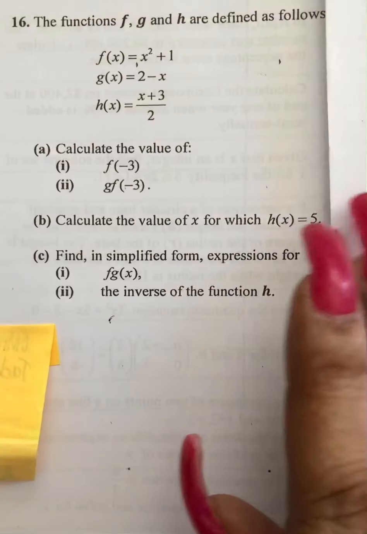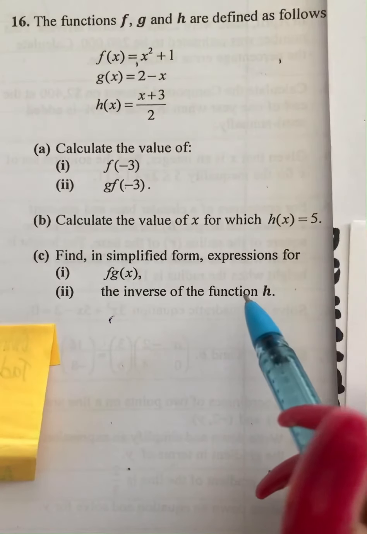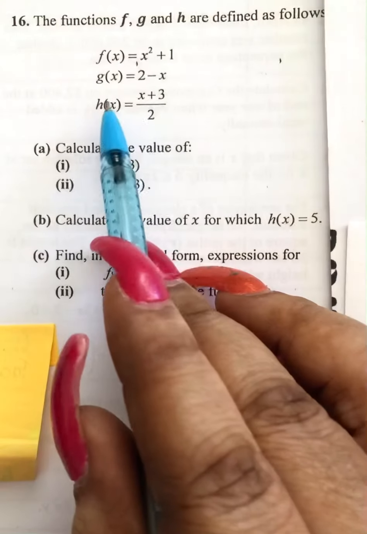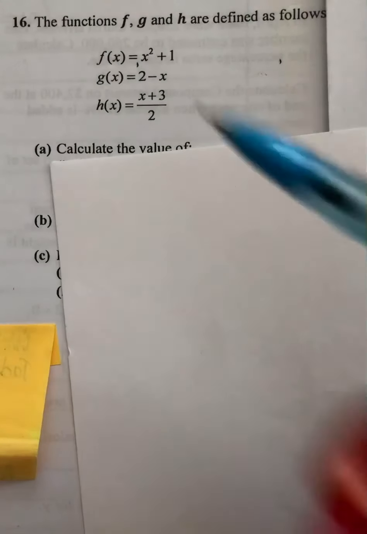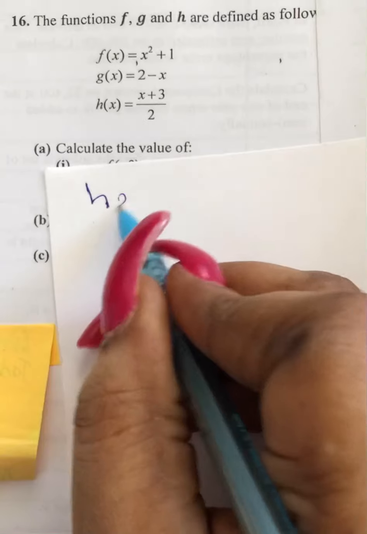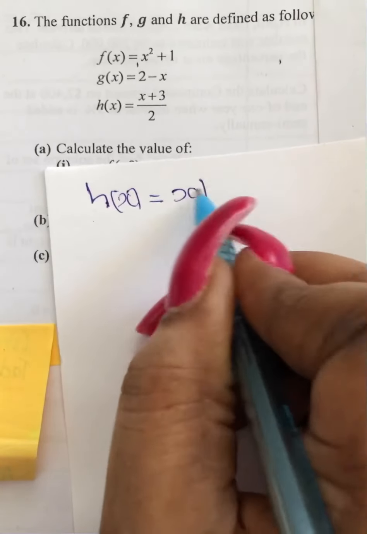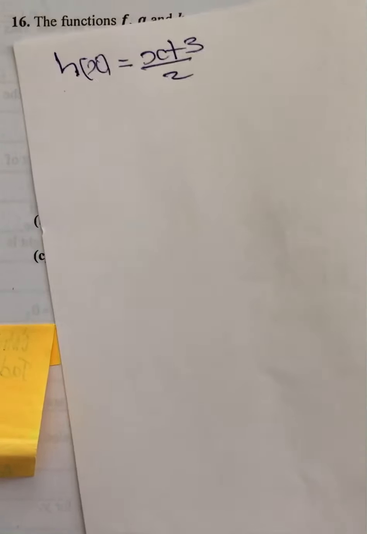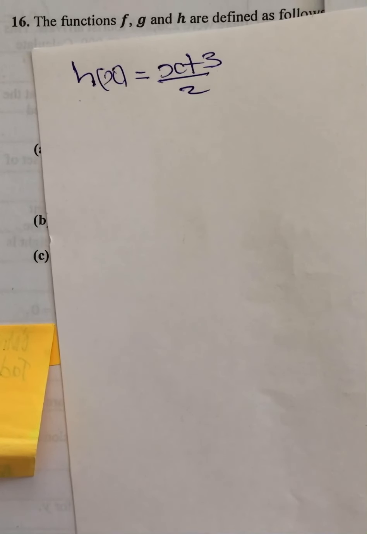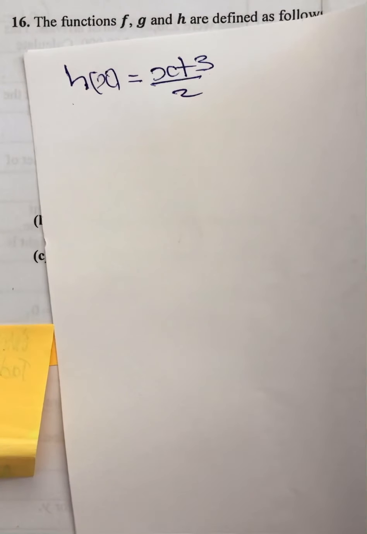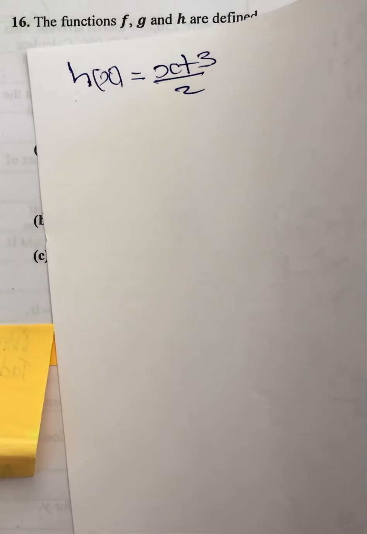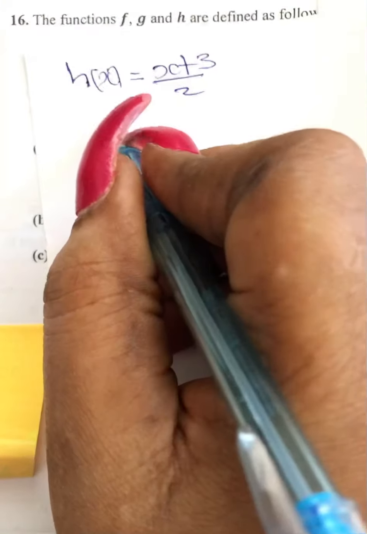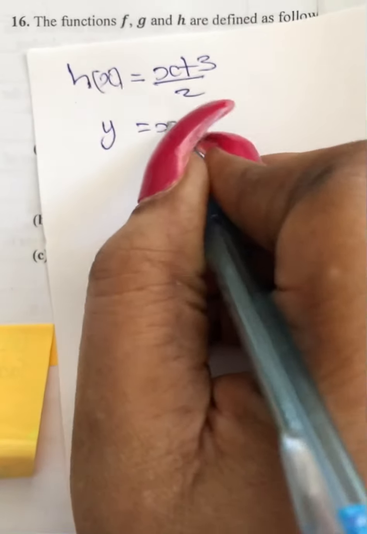Now there is one more part to do. This part asks us to find the inverse of the function h. So we take h of x. H of x is... Good. Now there are some steps involved in this case, right? The first thing is to replace h with y, or persons will say make y the subject. So we replace h with y.